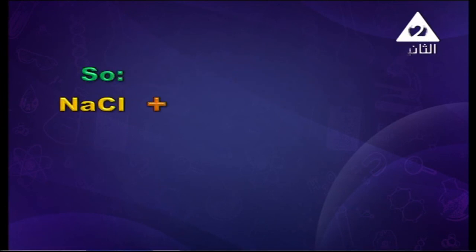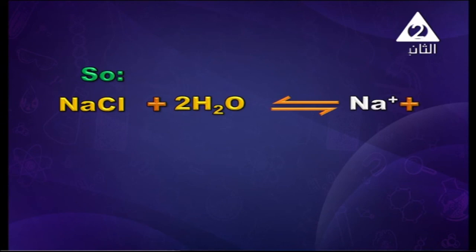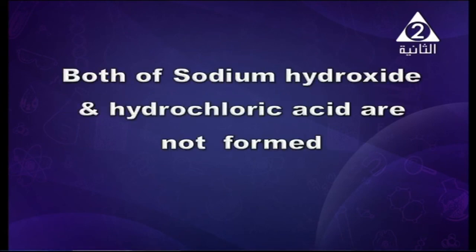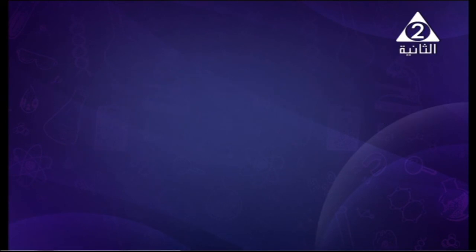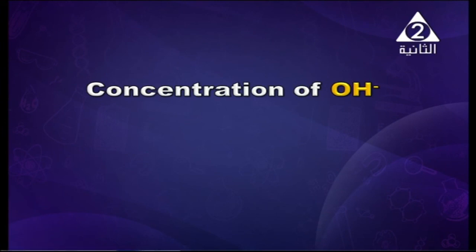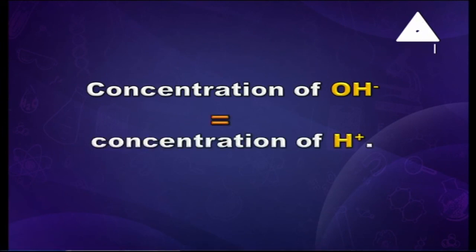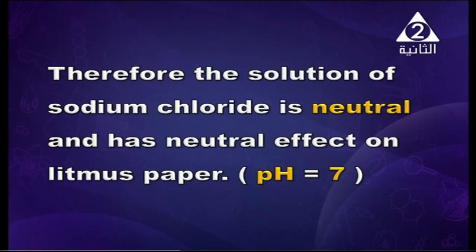So, sodium chloride that dissolves in water gives all the ions: sodium ions, hydroxide ions, hydrogen ions and chloride ions. So, both sodium hydroxide and hydrochloric acid are not formed, and that's why they are strong electrolytes and completely ionized. So, the concentration of hydroxide ion equals the concentration of hydrogen ion. Therefore, the solution is neutral and has a neutral effect on litmus paper, and pH equals 7.